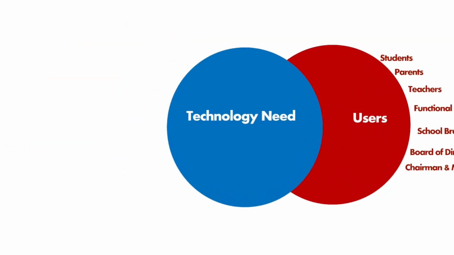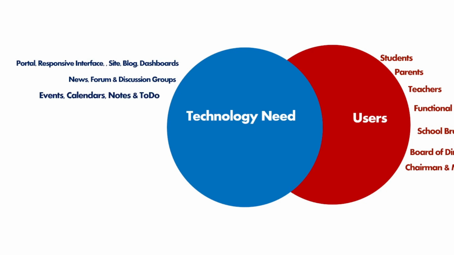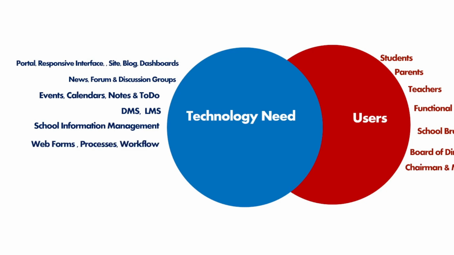So what technology is required for these users? A responsive interface, site, blogs, and dashboards. You need to have the news, forum, and discussion groups. You will be having events, calendar, notes, to do, and so on. The document management system or learning management system. School information system, where everything related to the school is managed. And then web forms, processes, workflows, surveys, feedback, alerts, notifications, and reminders.